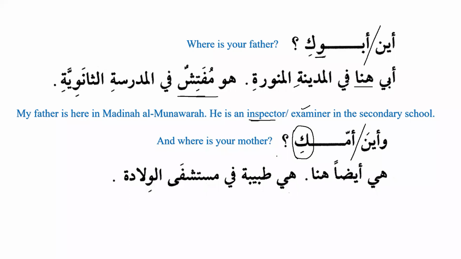Hiya aydan huna. Aydan also, and hiya will be the subject, and huna will be the predicate, and aydan is also used as we can see over here. It's not basically a dharf, it's just like an object, but inshallah we will discuss it later. Hiya aydan huna, she's also here.